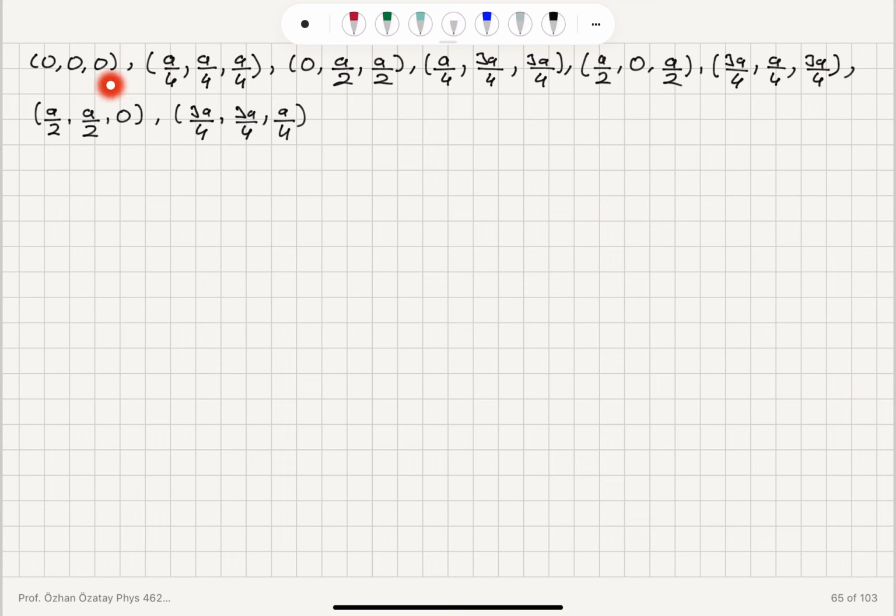So these are at 0, 0, 0; a/4, a/4, a/4; 0, a/2, a/2; add 1/4, 1/4, 1/4 to obtain this one. a/2, 0, a/2; add 1/4, 1/4, 1/4, and we have a/2 plus a/4, which is 3a/4, etc. And then a/2, a/2, 0; and 3a/4, 3a/4, a/4. These atoms basically belong to the underlying FCC lattice, so we just add a/4, a/4, a/4 to find the other atoms in the 8-atom basis for this interpretation.